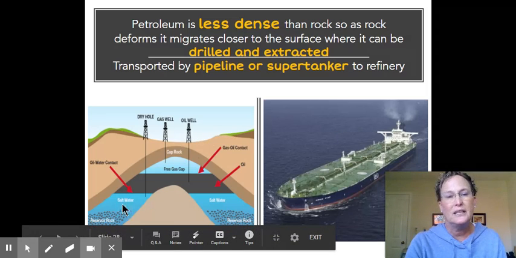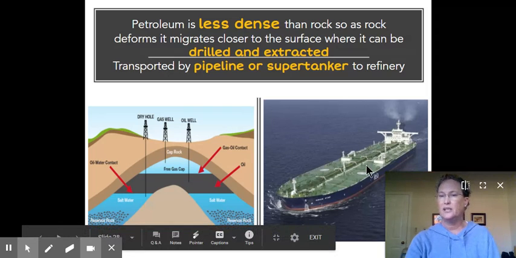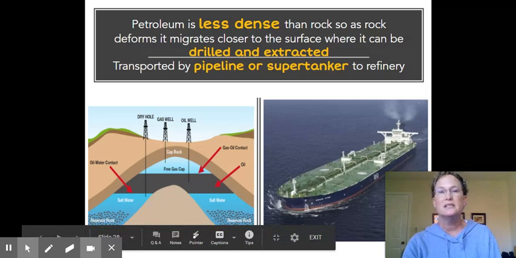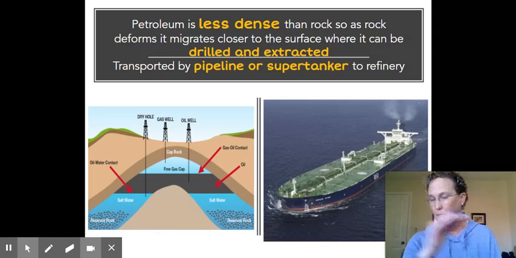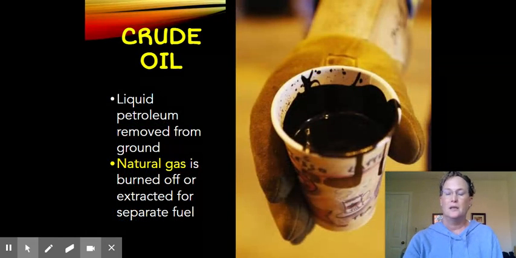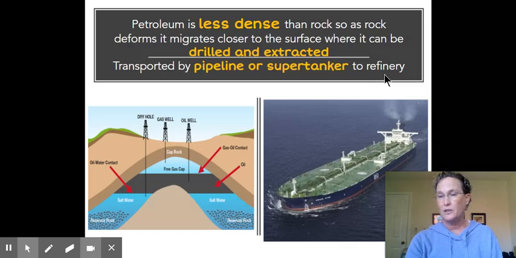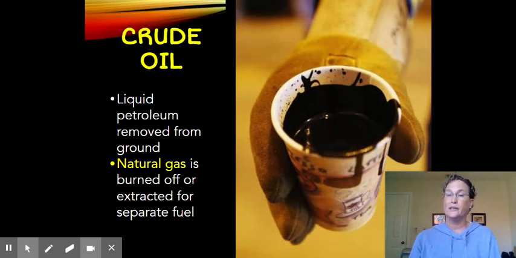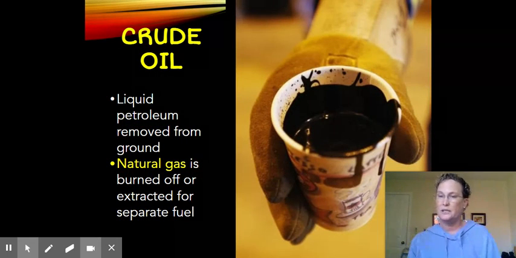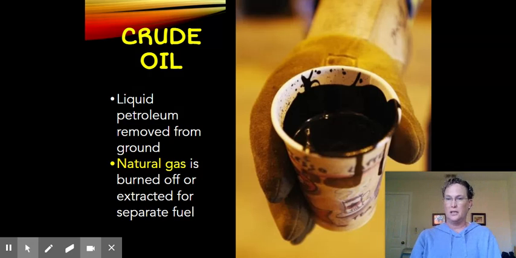So what's happening here is the oil is trapped underground and you can drill down and pump it up, okay? And then it's transported all around the world in these super tankers or pipelines. And they take them to a refinery because this is going to be crude oil that needs to be refined into its usable substances.